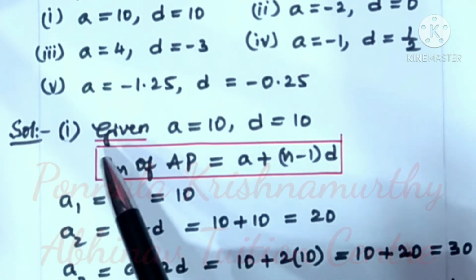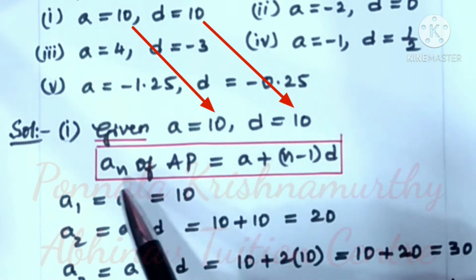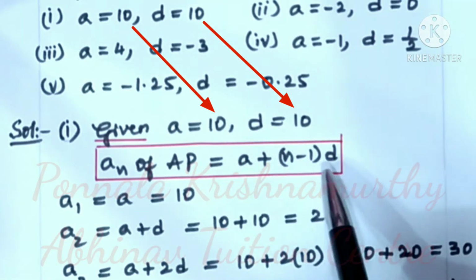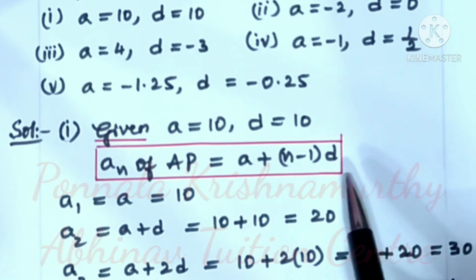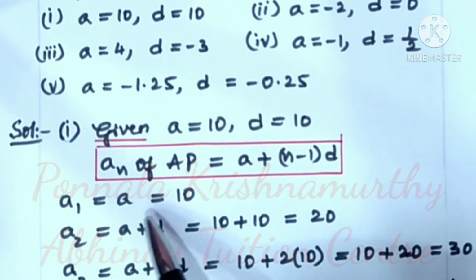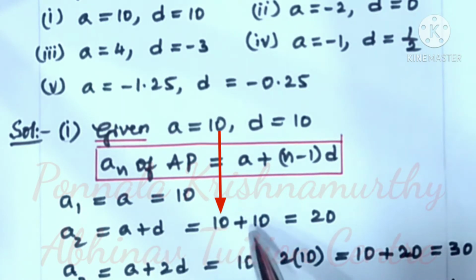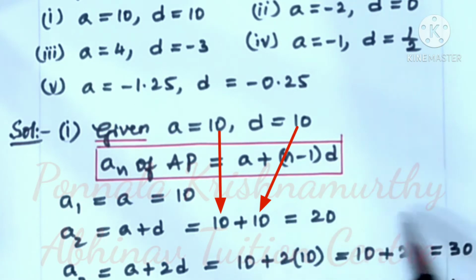Solution. First one, given a equal to 10, d equal to 10. An of AP is equal to a plus n minus 1 into d, is the formula. Then a1, the first term, is equal to a, that is equal to 10. a2 is equal to a plus d, that means 2 minus 1 into d, that is d. In place of a we substitute 10, plus d is also 10. 10 plus 10 is equal to 20.